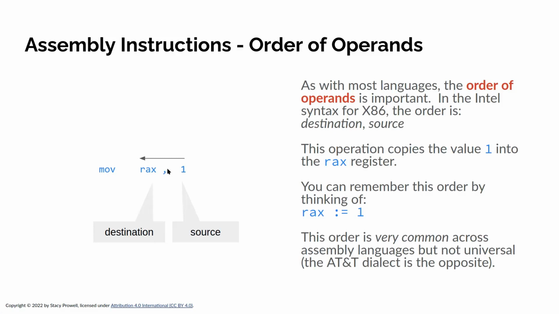The order of operations matters. Your L values tend to be on the left. Your R values tend to be on the right. And that's the way nearly everyone does it, with the exception of the AT&T format that reverses it for, I guess, reasons. So this little guy is the move instruction. It copies information. And so it puts the value 1 into the register RAX. And it's probably the most commonly used instruction on the x86 platform and the ARM platform and many others.